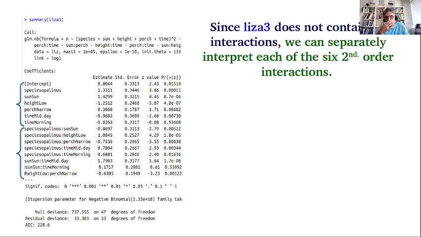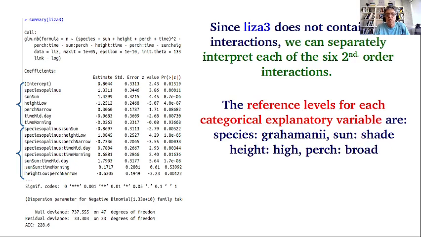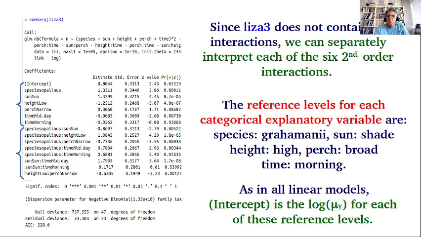LISA3, the current model, doesn't contain third order interactions. It only contains 6 second order interactions. Therefore, we can interpret each of them separately in order to make sense of the parameter estimates. So the reference level for each categorical explanatory variable are the following: Grahami for species, shade for the categorical variable sun, high for the height, broad for the perch, and morning for the time. These were all selected on an arbitrary basis by R using an alphabetical criterion.